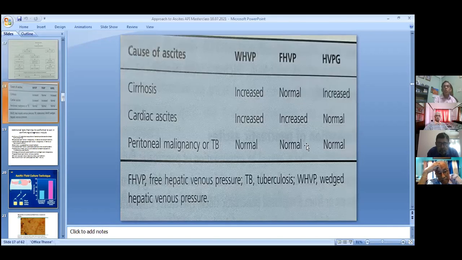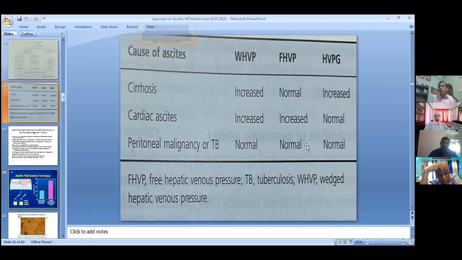Wedged hepatic venous pressure is not routinely practiced, but sometimes you need to do this test for having an idea of the hepatic sinusoidal pressures and free hepatic venous pressure, and that is called hepatic venous pressure gradient. That is wedged hepatic venous pressure minus free hepatic venous pressure. In cirrhosis, the wedged hepatic venous pressure is high because of sinusoidal hypertension, but the free hepatic venous pressure will be low. So the gradient will be high.